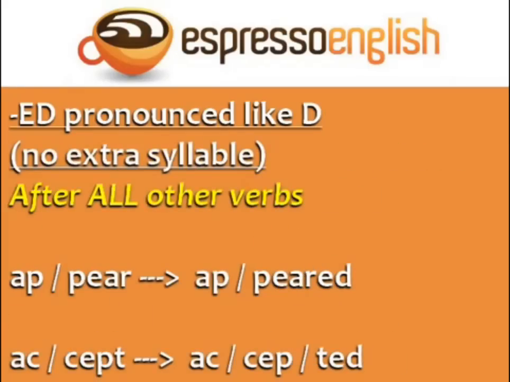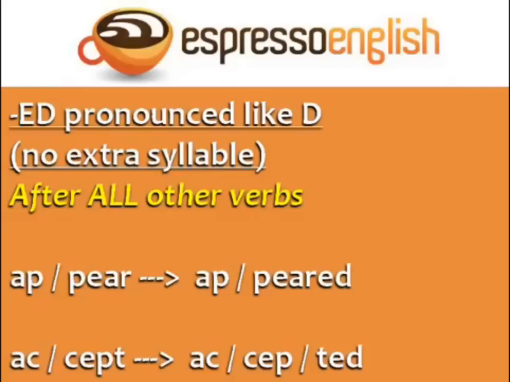The third pronunciation of -ed is like D with no extra syllable. -ed is pronounced like D after all other verbs that don't fit in the first or second categories. Here's an example of the difference in pronunciation 2 and pronunciation 3. The past of appear is appeared. Appear has 2 syllables, and appeared also has 2 syllables. Don't pronounce it appeared with 3.